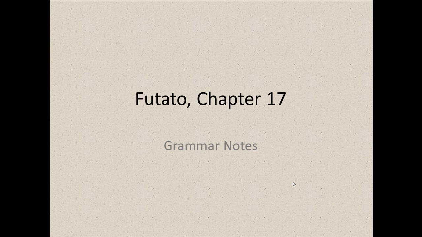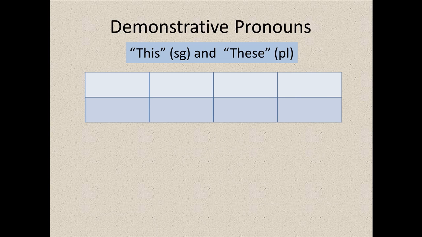Here are the grammar notes for Futato chapter 17. Again, this is a brief chapter, but the material is important and you have to memorize a few things. Demonstrative pronouns, again, if you watch the overview, you'll know what these are. There's this and these, and then that and those, the near and the far demonstratives as they're referred to.